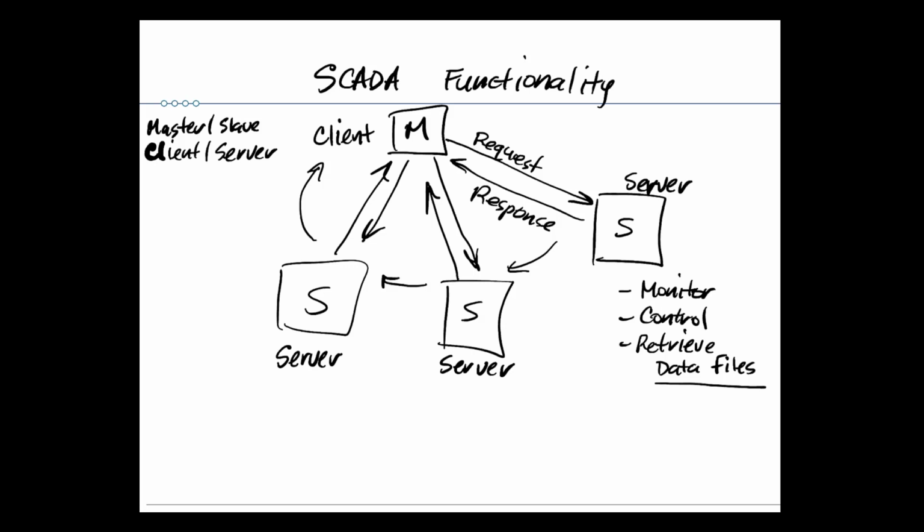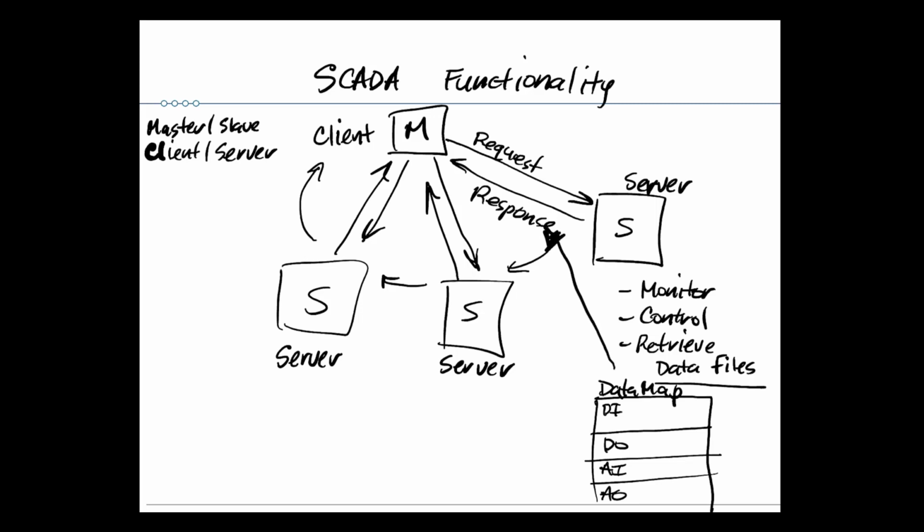And when we do, we are essentially looking at moving the data that's found in its data map. It's called the data map or the database at the server. We're looking at essentially moving the server's data map points, the values of DIs, DOs, AIs, AOs, and counters and accumulators. We're looking at moving that data from the server location through the network back to the master.